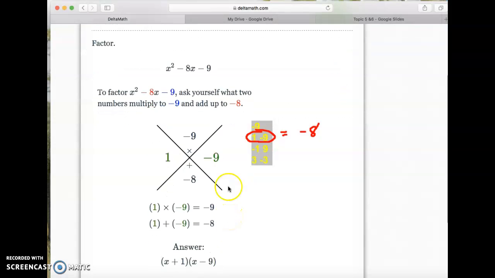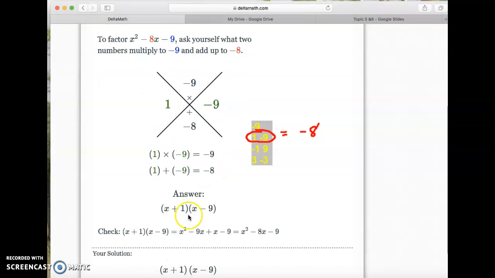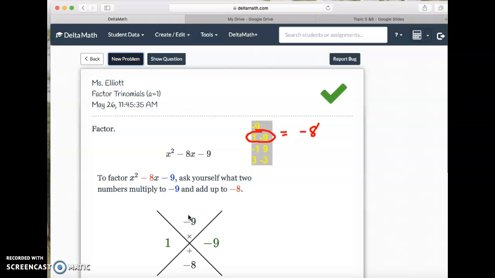And it's correct. So you look at it, what factors of negative 9 add up to negative 8? 1 and negative 9. So that's why my answer is x plus 1 and x minus 9. You always multiply the first and the last to find out what the middle adds up to. Okay, so now let's take a look at the last type of question.